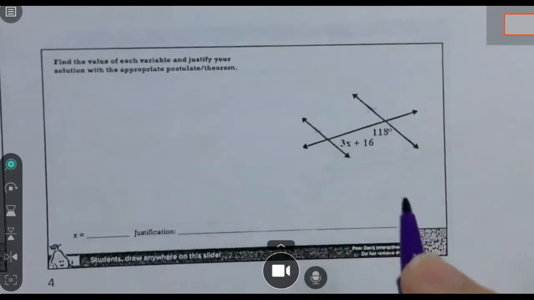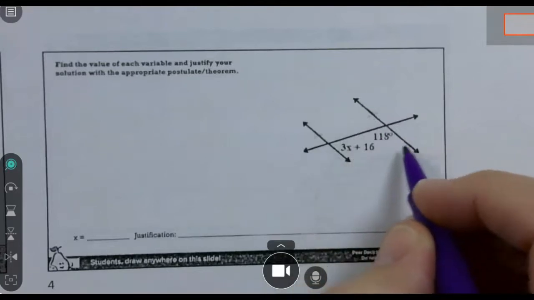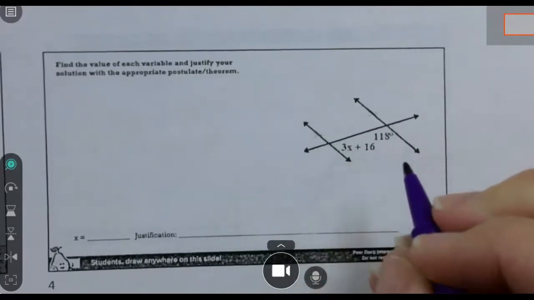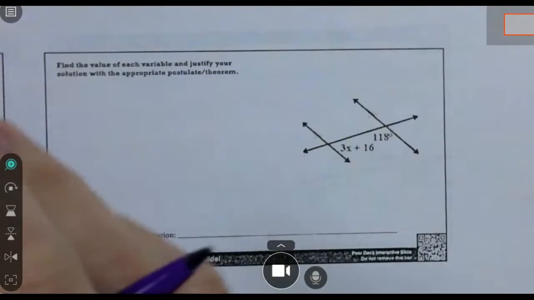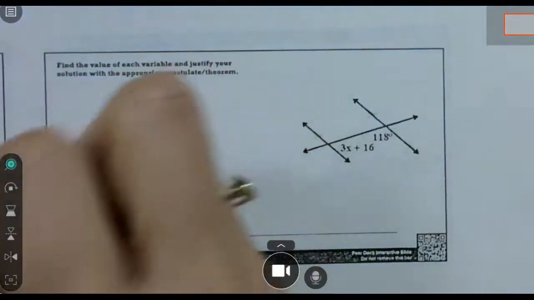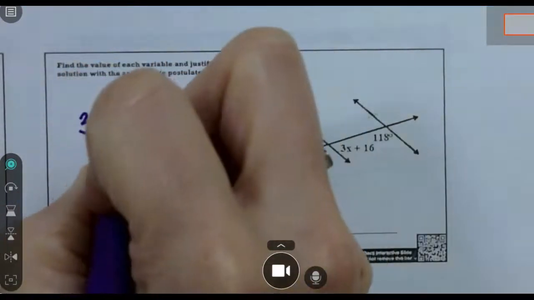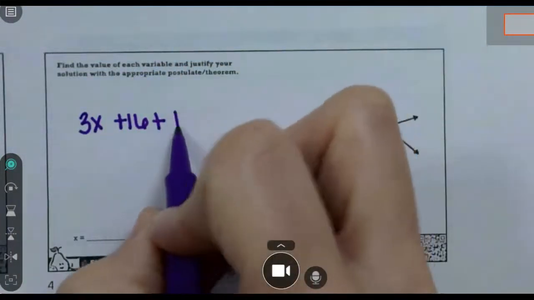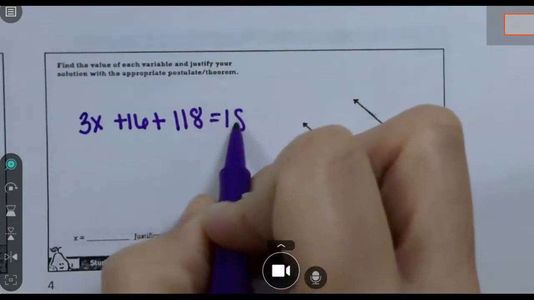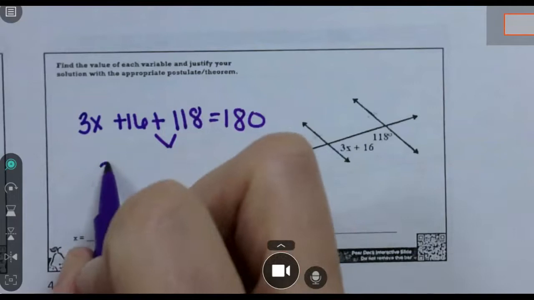And anything that's right next to each other, not across from each other, not on the opposite side of the line, right next to each other on the same line, those are going to add to 180. So even if you don't know the name, if you can get the x values right, you can still bump up to like a level 2 or a 2.5 if you can get some of the names right. So 3x plus 16 plus my 118, that's going to be 180. I'll combine like terms, which is 134.